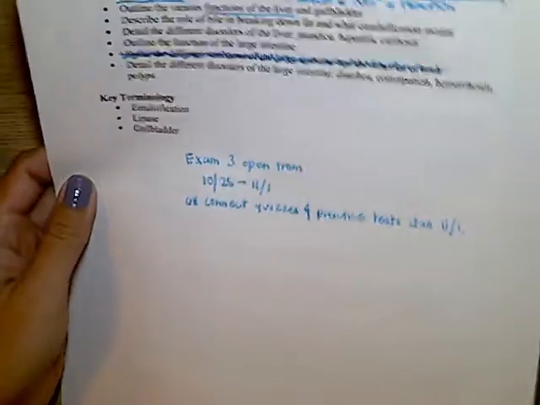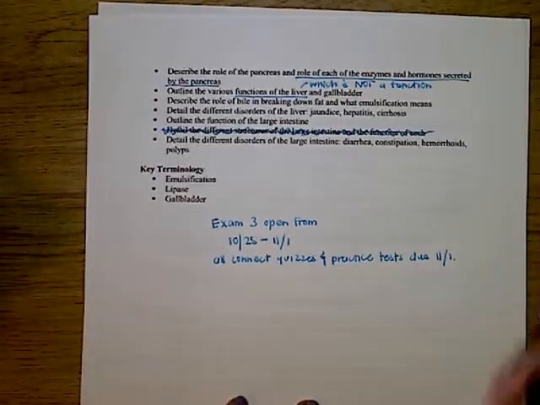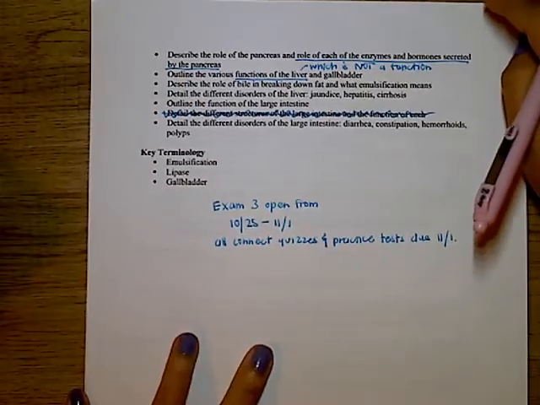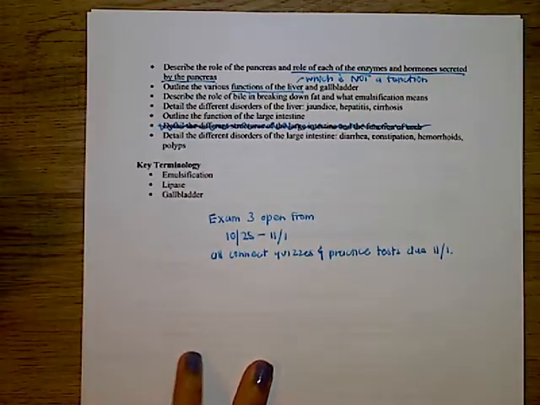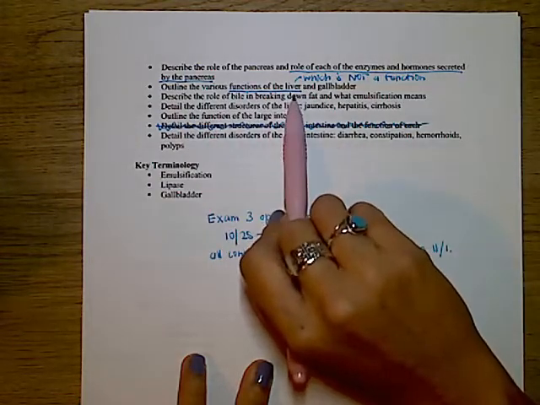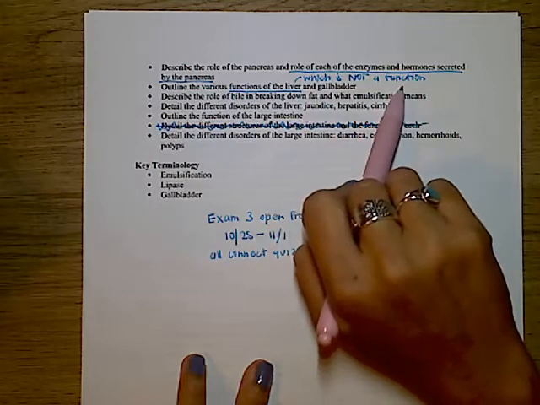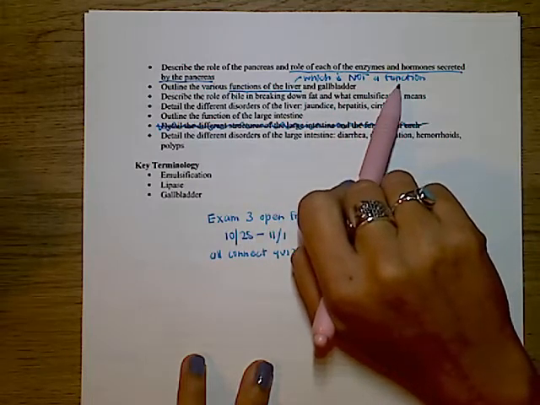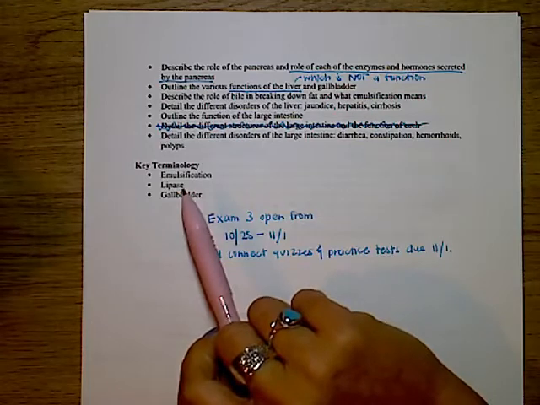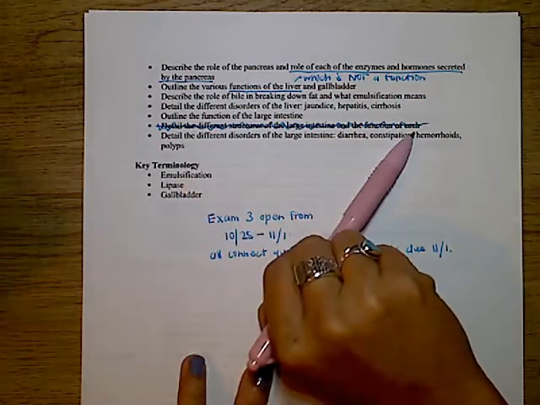And digestive system 2. So for the pancreas, know the role of each of the enzymes and hormones secreted by the pancreas. And again, I think that was a pre-lecture assignment. Outline the various functions of the liver. And what you'll likely be asked is you'll be given a list of functions, and then you'll need to decide which one is not a function. Don't worry about the structures of the large intestine and the function of those.